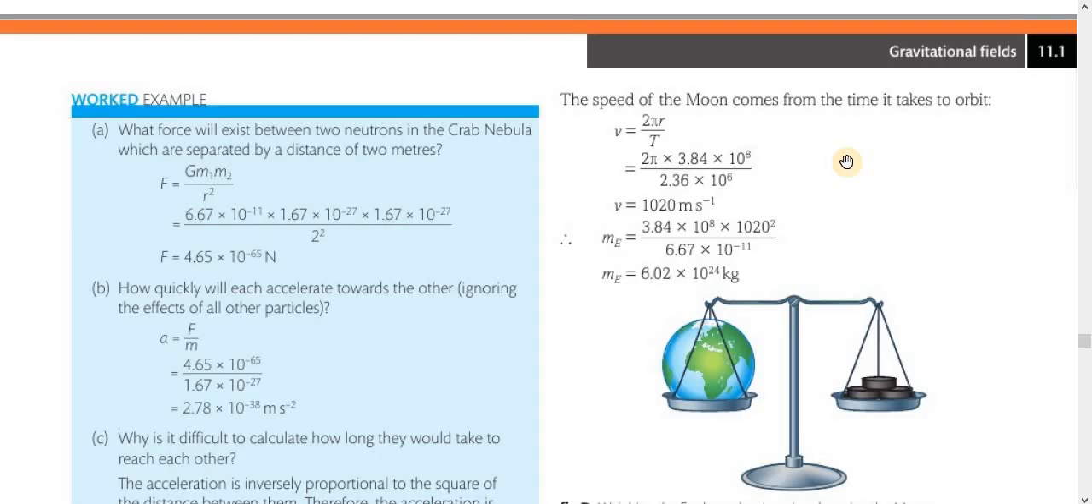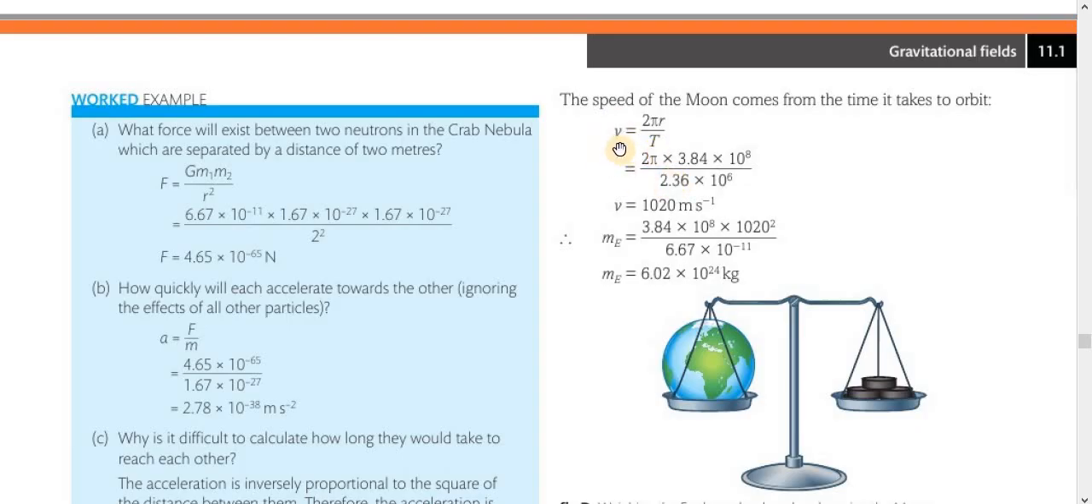We use capital T for period. So that's how we get this. The velocity, the speed, is distance over time. The distance is the circumference, 2 pi r. The time is the time for one complete orbit, which we write as capital T. That's how you get this equation.